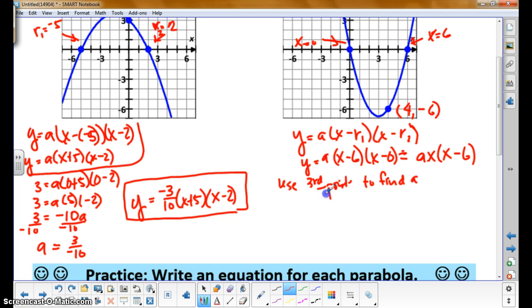The third point is (4, -6). So we're going to say the y value, -6, is equal to a times 4, which is the x value, and 4 minus 6, which is the x value minus 6. That's what goes in here. Let's cook that down on a different line.